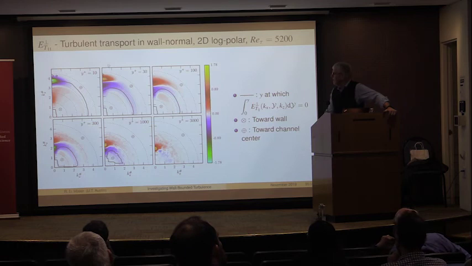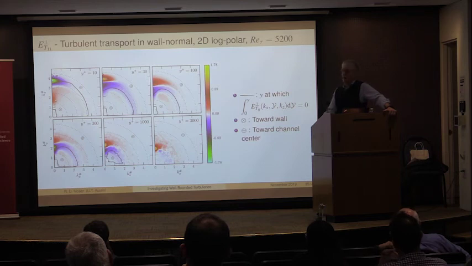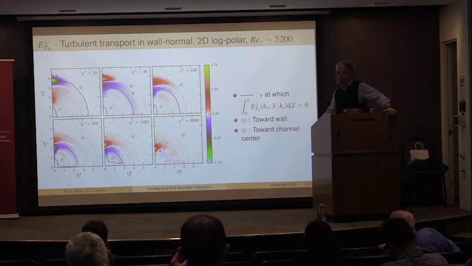And here, the things that are blue are negative, so these are things that are giving up energy. Things that are red are positive, so they're gaining. This is near the wall, and notice this region where the tail is gaining energy. Where is it gaining energy from? Well, if you look at different Y locations, it's gaining energy from the locations above.